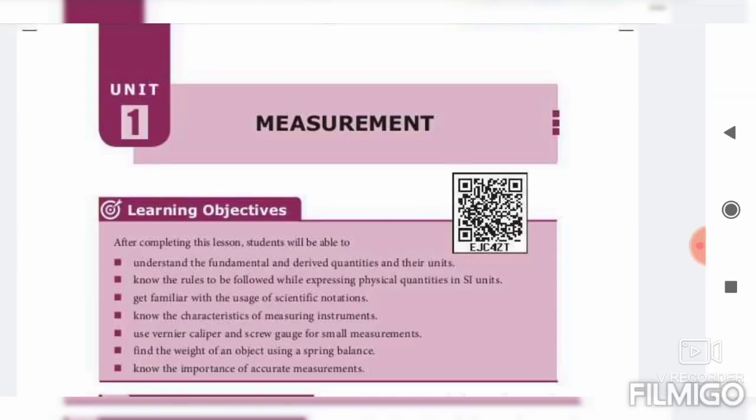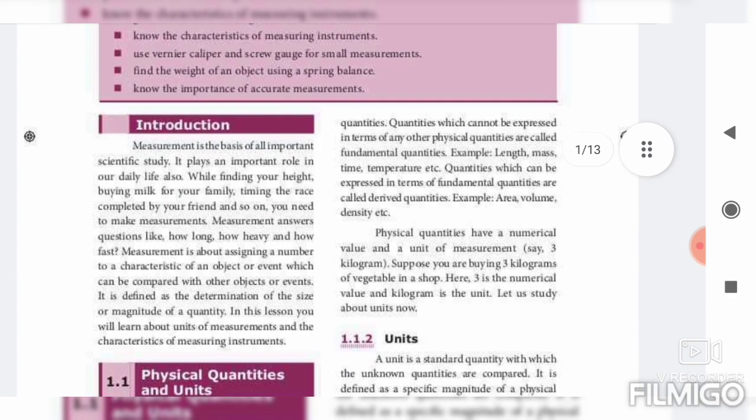Today we can revise lesson 1, measurement. I hope you already learned all the answers, students. So once again we can revise, okay. First one, define measurement. That's in the introduction, page number 1, the introduction part, 8th line. Measurement is about assigning a number to a characteristic of an object which can be compared with another object. Okay, you have already learned, just revise it.